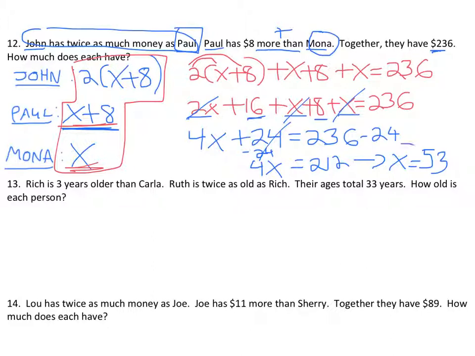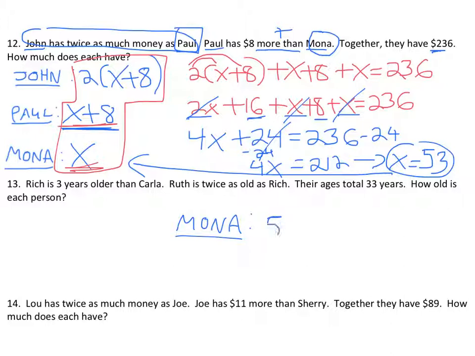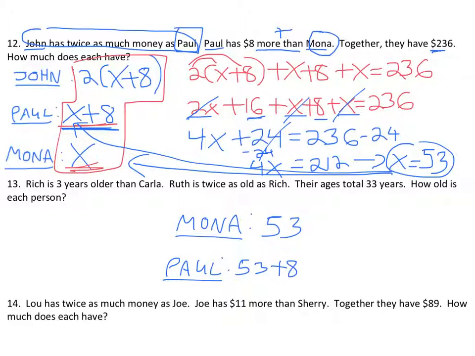And then remember, I'm not done. I have to take this 53 and plug it back into the setup. If I look at the setup, Mona is x, so Mona is, I'm just going to go right here since I don't have any space, $53. For Paul, if I plug this 53 in here, it's 53 plus 8, which gives us $61. So these are the answers.